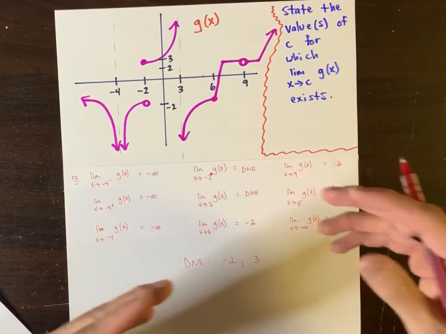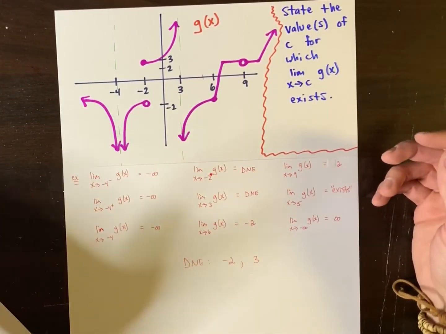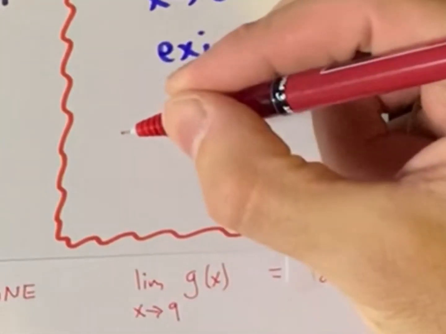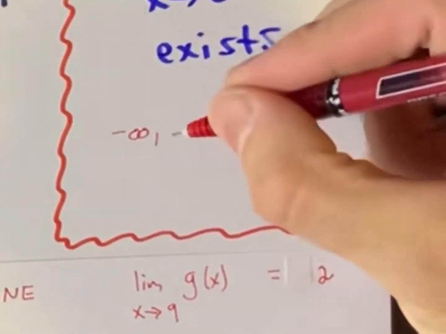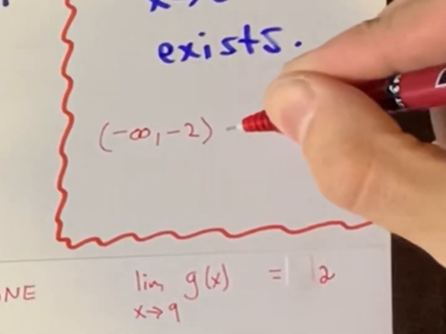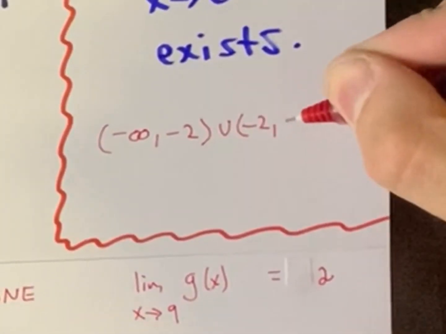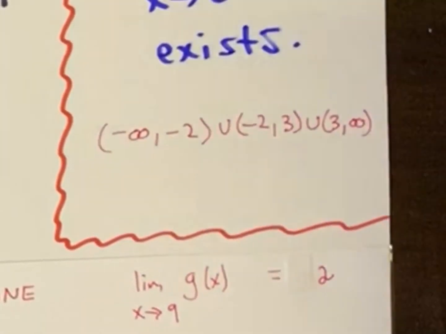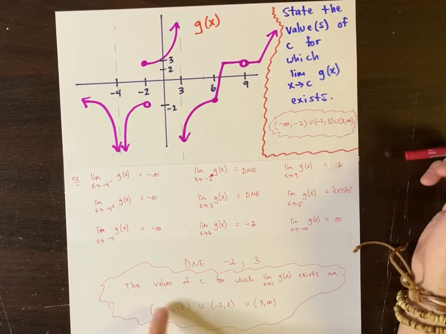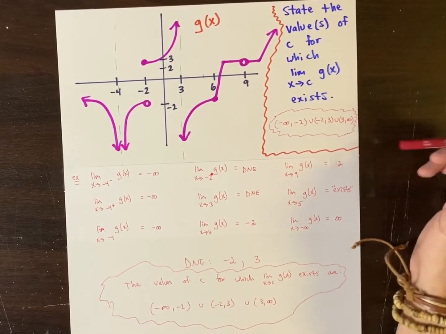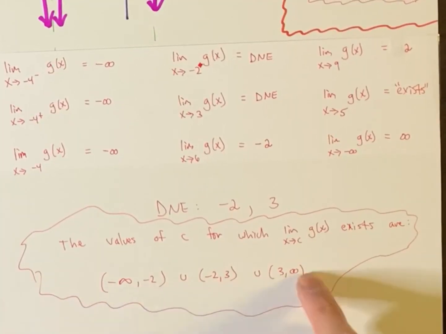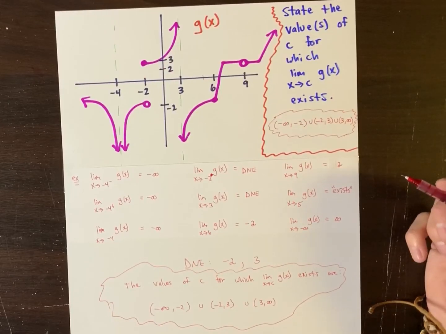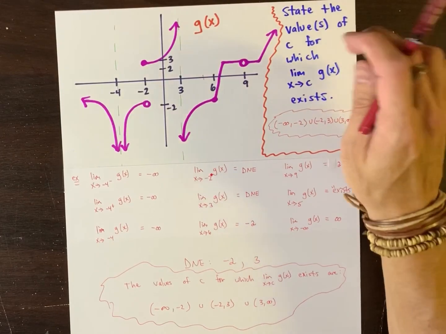So where does it exist? Well, it exists everywhere except here and here. So we're talking from negative infinity to -2, union, -2 to 3, union, 3 to infinity. As a summary, the c values for which the limit exists happens to be all of these here. I answered it as an interval using interval notation. So there you are. That's how a problem like this can be looked at.